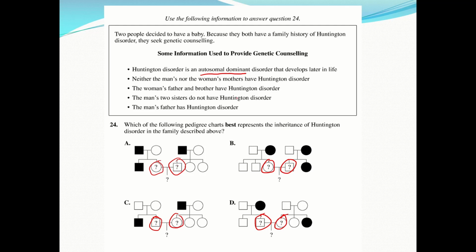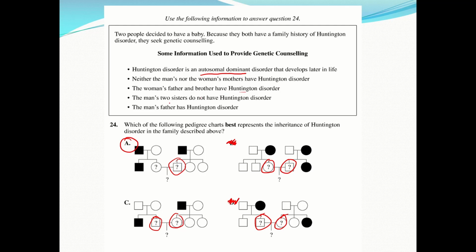Okay, so this one works with this. Mothers have it in this one. This one works for that one. And then one of the mothers has it, so we're down to a 50-50 shot. And let's go to the next one. The woman's father and brother have Huntington's. So the woman's father, good. This one doesn't have any brother. So it looks like A is the answer from there.